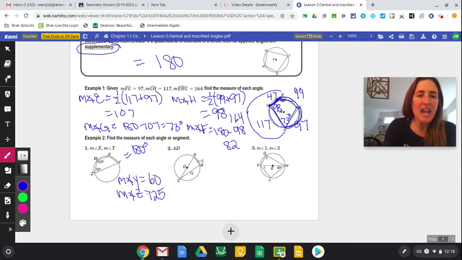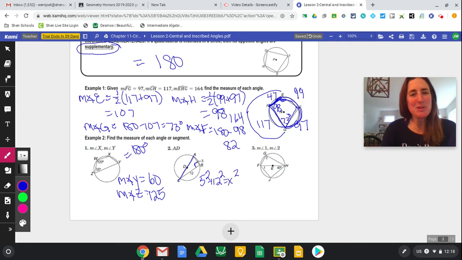If I want to find A to D in this picture, remember this is a diameter, so that means this is a right angle back here. So I can use 5 squared plus 12 squared equals x squared, and if you know your triples, you know that x in this case is 13, but that's not really the answer. To find AD, that's just part of it. It's the diameter, so the diameter, half of it would be 6.5 for its radius.